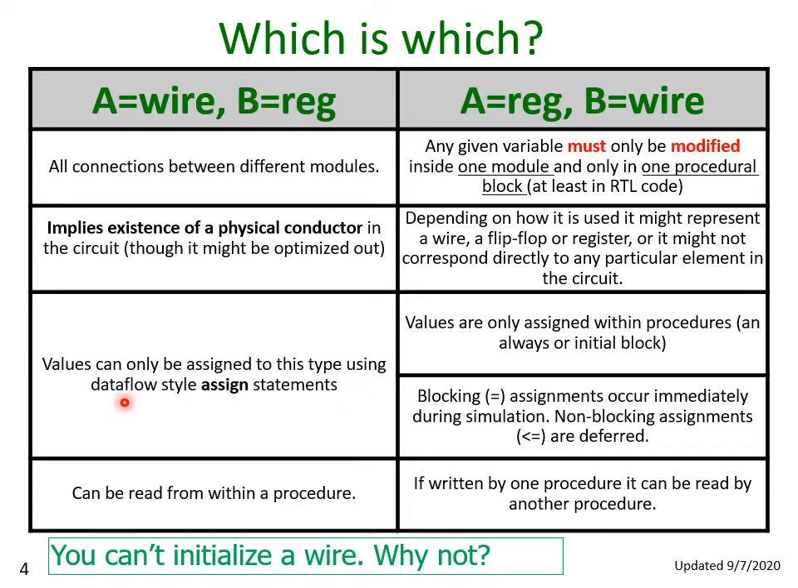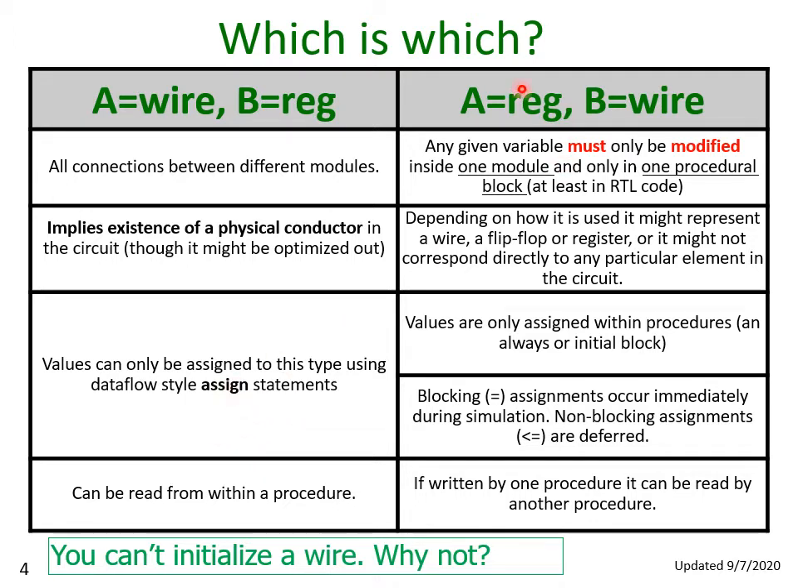Now, even though you can only assign values using an assign statement to a wire, you can read the value from a wire inside a procedure. So a wire can be an input to any kind of code that's being used to describe hardware, but only an assign statement can set a value to it. Okay, that's the wire. This is another case of a clicker question. If we were in class, I would have asked you to determine which of these it is.